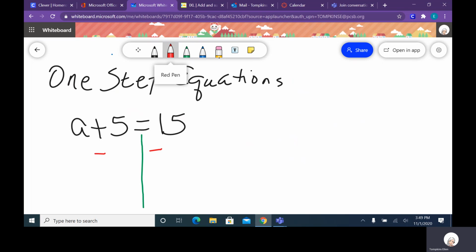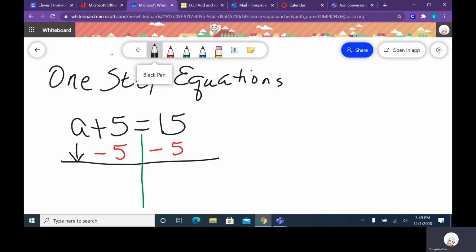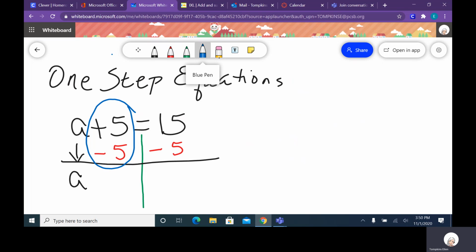We're going to subtract 5, because whatever is hanging out with that letter, that variable, that's what we're going to write and rewrite. When that happens, that a will drop all the way down, and this right here, you see that? That becomes that identity number 0. So we don't need it anymore. So a is now by himself, and when 15 and negative 5 combine, you're going to get 10. a = 10.